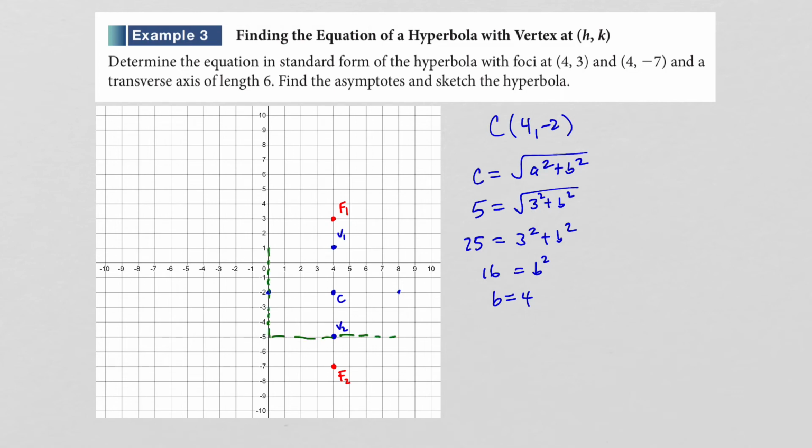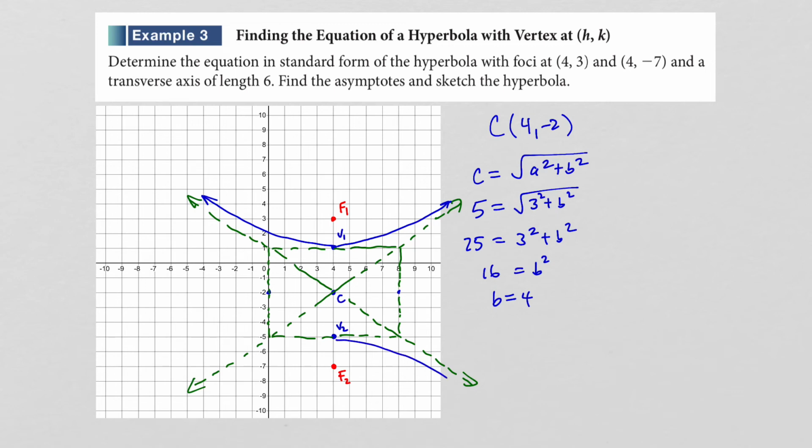And remember, the reason we sketch the box is because we want to be able to graph the asymptotes, which go through the corners of that box. Like this. Okay, so now, since we know that this is a vertex and this is a vertex, we know that the hyperbola basically opens up like this. And also it opens down like this. And that's the basic sketch.